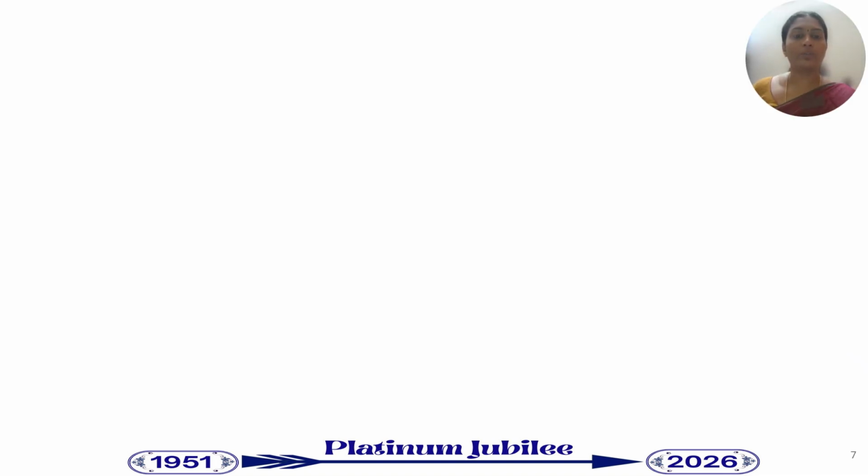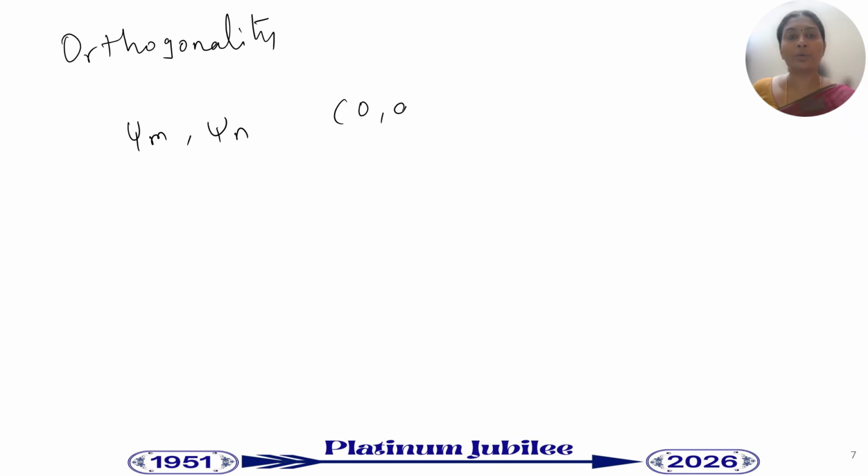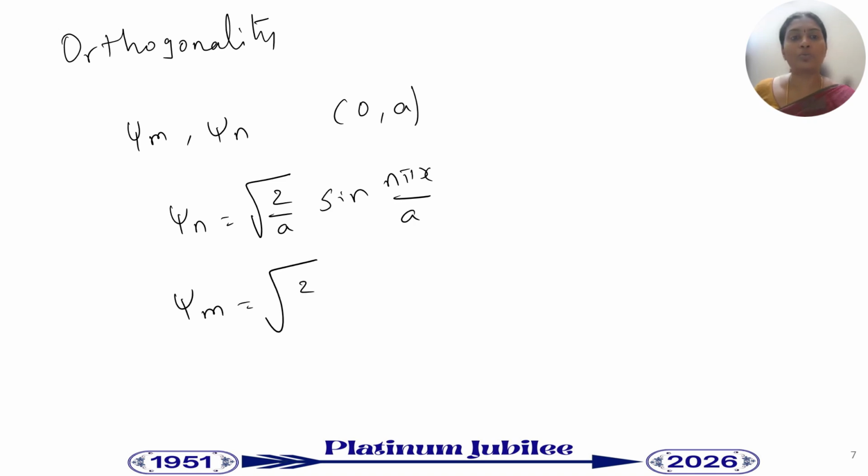So next we are going to see about the orthogonality of the wave function. For that I'm just going to consider two wave functions, psi m and psi n, in the same limit 0 to a. I'm going to describe psi n as square root of 2 by a sine n pi x by a, and similarly psi m can be defined as square root of 2 by a sine m pi x by a, and here psi n and psi m are the real wave functions.